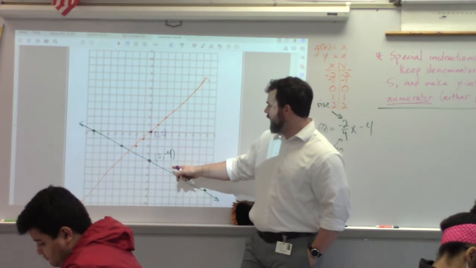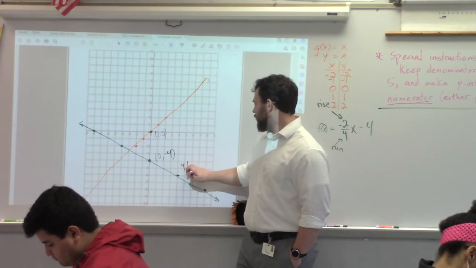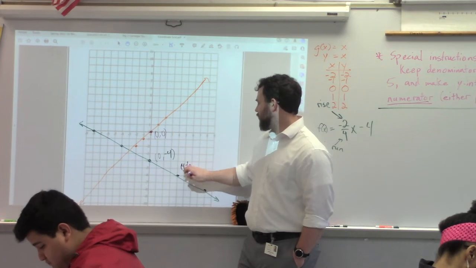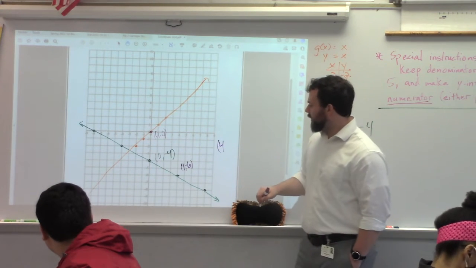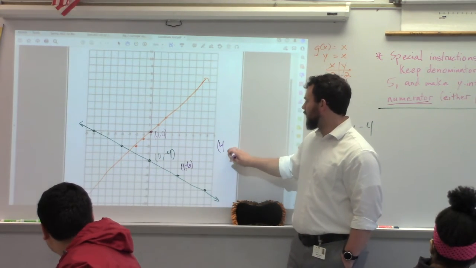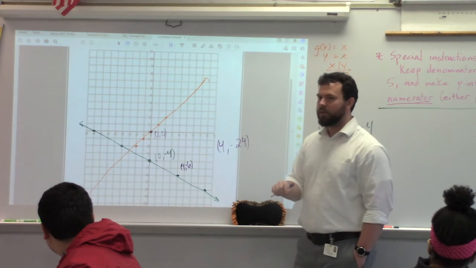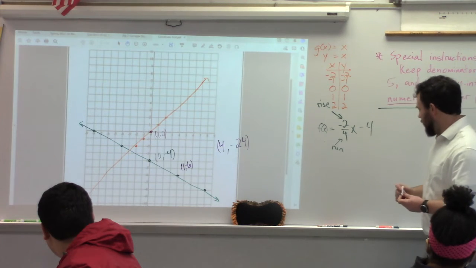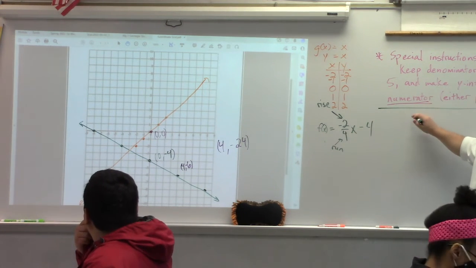So if I look at, say, this point right here, this is the point 4, negative 6. So the x value would still be 4. What's the y value going to be? Negative 24. Can I graph that? No. Okay, so I wouldn't put that on here. So that's how you can do it on the graph.